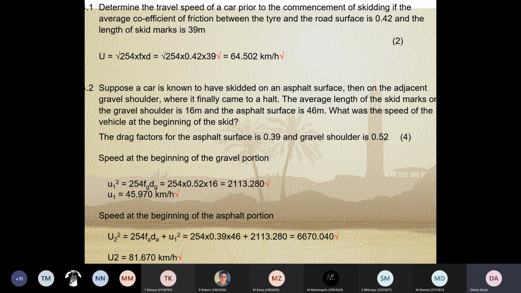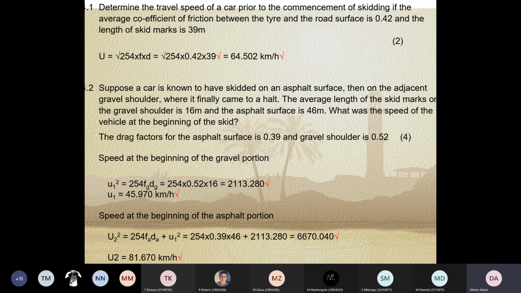Suppose a car is known to have skidded on an asphalt surface, then on the adjacent gravel shoulder, where it finally came to a halt. The average length of the skid marks on the gravel shoulder is 16 meters, and on the asphalt surface is 46 meters. What was the speed of the vehicle at the beginning of the skid? And you were given the drag factors for the asphalt surface, 0.39, and for the gravel shoulder, 0.52. That one carried 4 marks.